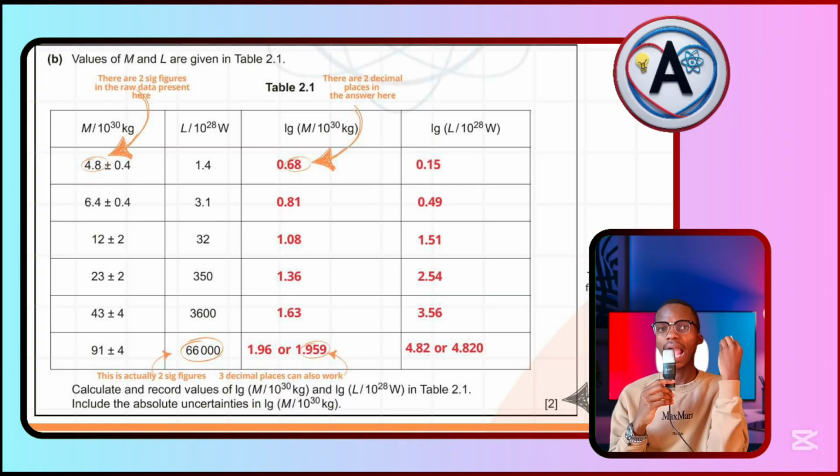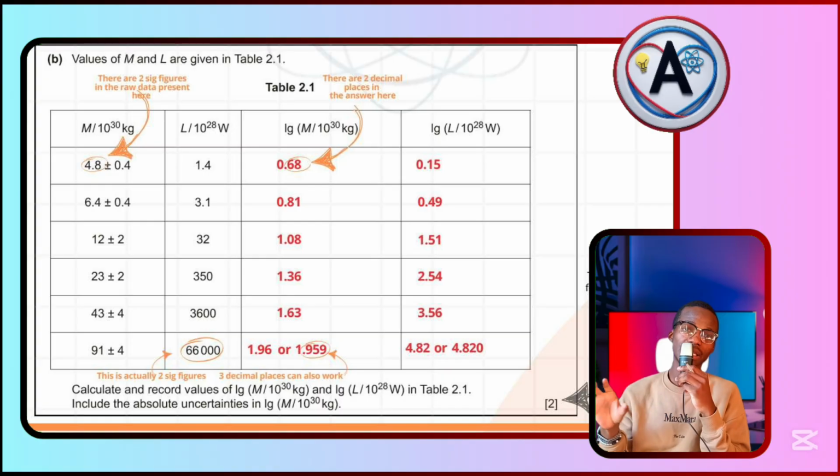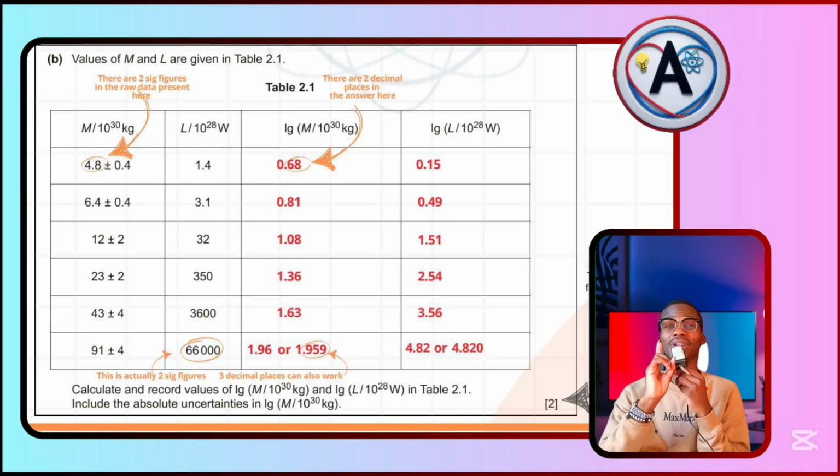So I'm saying find the number of significant figures in the raw data, and that will be the number of significant figures in your calculated values. For example, if your raw data is 2SF, let's assume mass has 2SF, I expect your calculated value for log m to also have 2SF. You can be fancy and put 3SF, that's perfectly fine, but you don't exceed that. That is the first rule that you're going to need to be aware of.